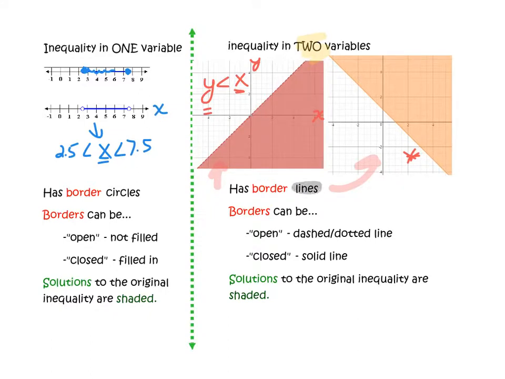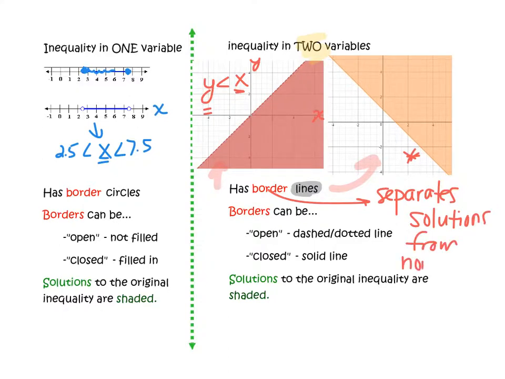We can think of the border as separating, I'm going to write that down here: the border separates solutions from non-solutions, just like it did on the other side. That circle there was separating the solutions from the things that were not. So when we have two variables, those borders are lines rather than circles.